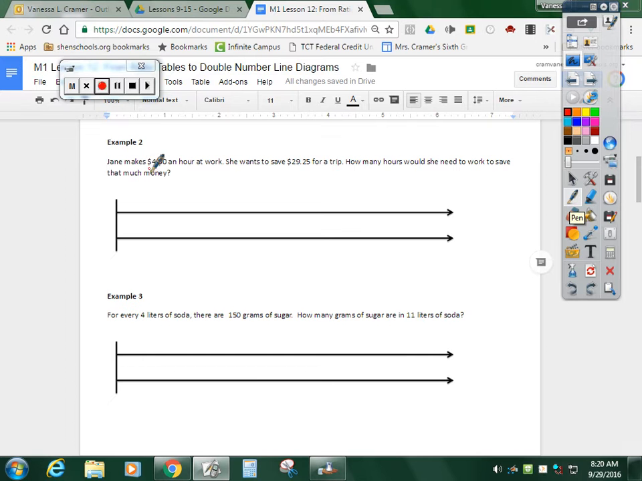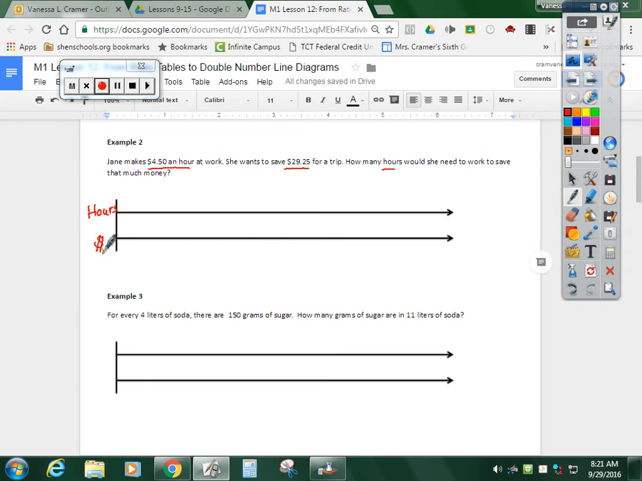Jane makes $4.50 an hour at work. She wants to save $29.25 for a trip. How many hours would she need to work to save that much money? Okay, let's look at the 2 things again that we're comparing. We're comparing money to hours. So I'm going to actually again put hours on top and money on the bottom.